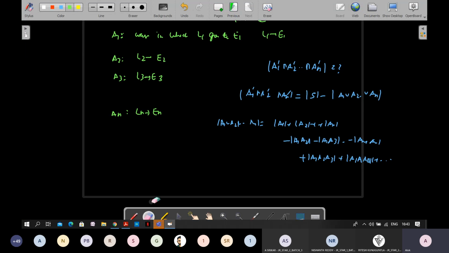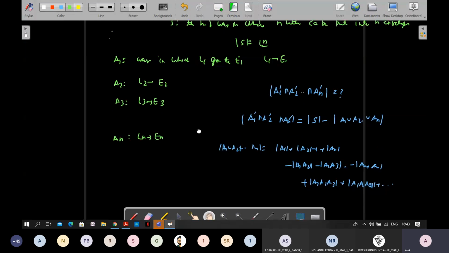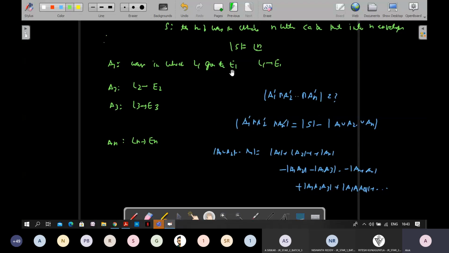A1 means that L1 goes to E1. So this A1 is easy. L1 goes to E1, and L2, L3 up to Ln go to E2 through En. I do not know how they go. This is just (n-1) factorial. Mind you, we are not saying derangement. We are just committing that L1 goes to E1. What happens to L2? I do not know. It may also happen that L2 goes to E2. We are not concerned. So A1 is (n-1) factorial. Similarly, A2 also is (n-1) factorial.